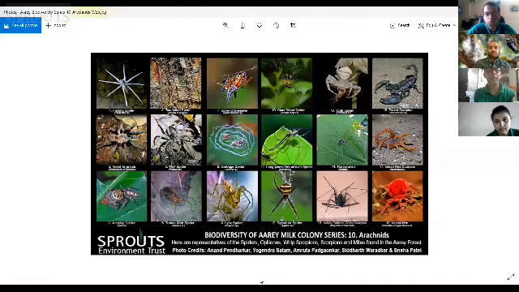These are spiders, mushrooms and fungi and ferns.